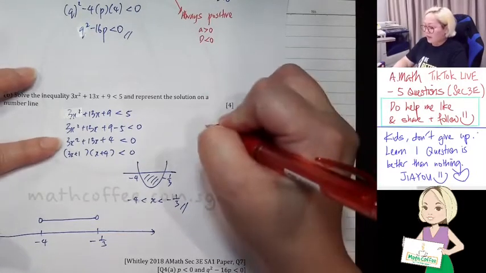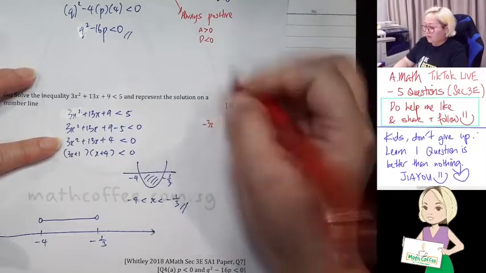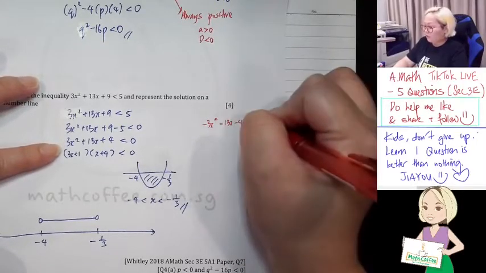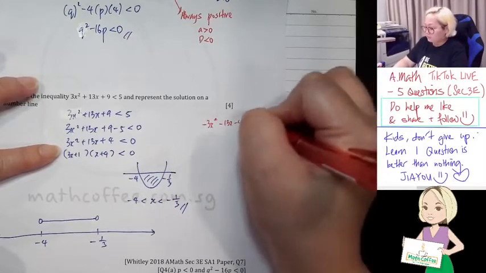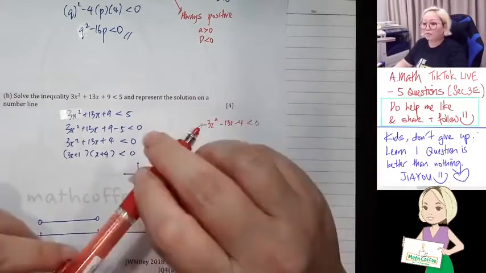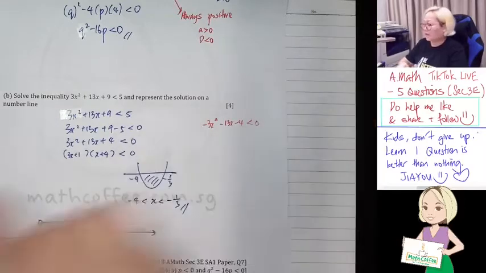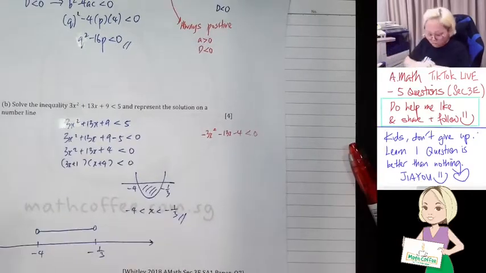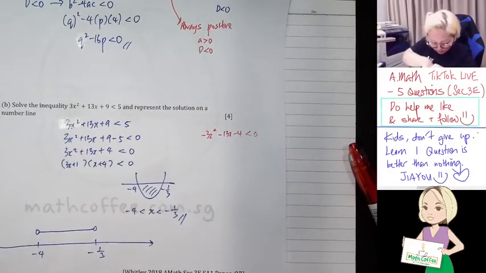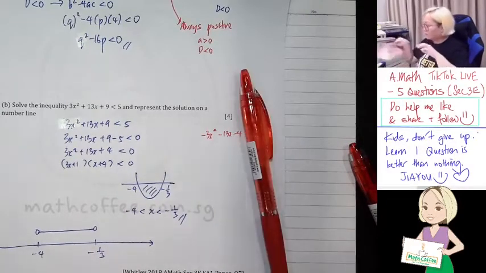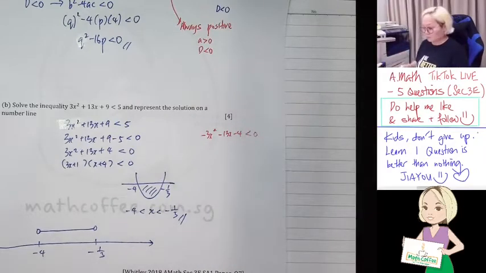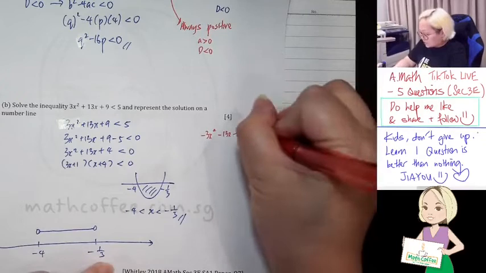A lot of times, let me just give an example. If today I have minus 3x squared minus 13x minus 4 less than 0.